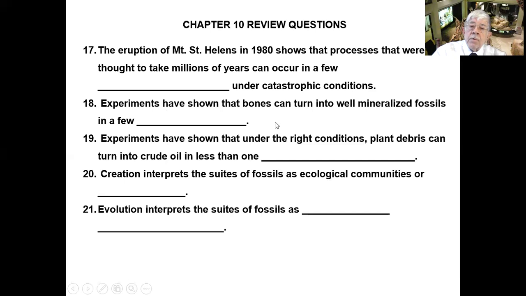And experiments have shown that under the right conditions, plant debris, banana peels, grass clippings, and so forth, can turn into a fairly good grade of crude oil in less than what? Creation interprets the suites of fossils as ecological communities or whats. Evolution, instead, interprets the suites of fossils as what?